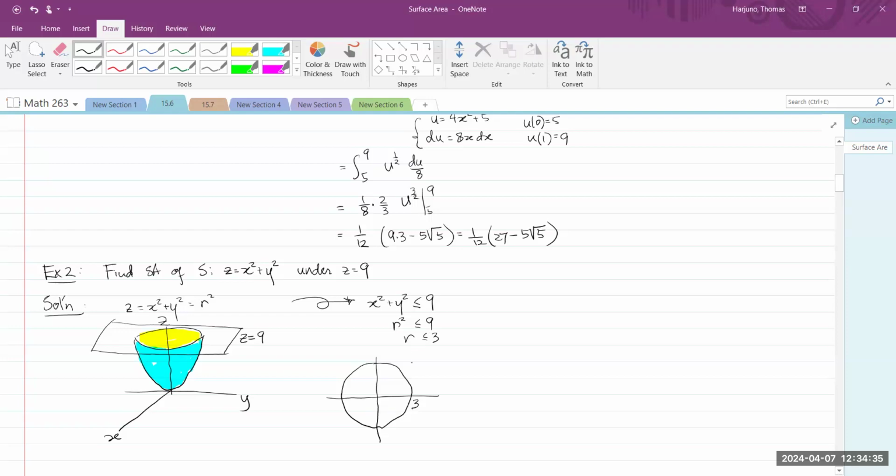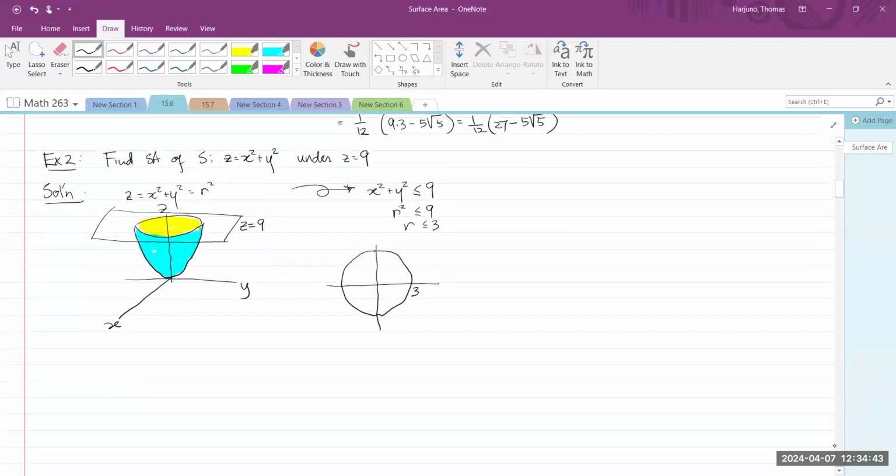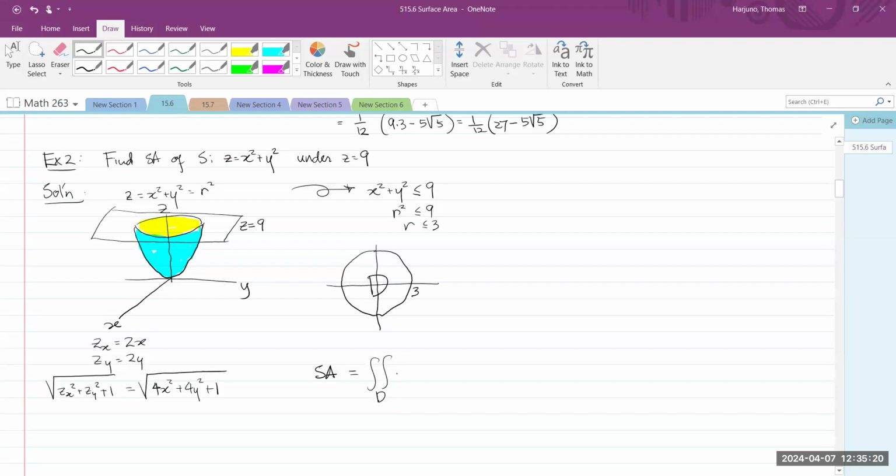Now, our integral later on seems like we will move in the direction of polar integration, but let's worry about that later. Let's see the integrand first. The z sub x will be 2x, z sub y will be 2y. So the square root of z sub x squared plus z sub y squared plus 1 will be the square root of 4x squared plus 4y squared plus 1. Okay, so the surface area is equal to the double integral over D, if this is D, of the square root of 4x squared plus 4y squared plus 1 dA.